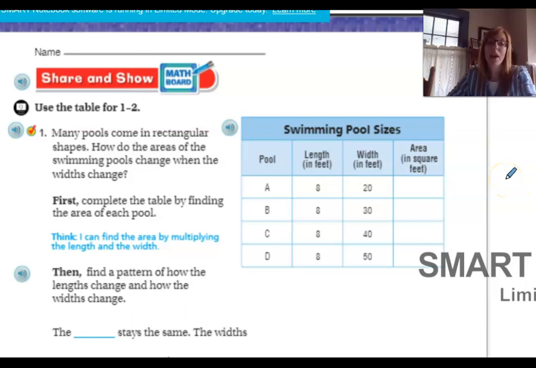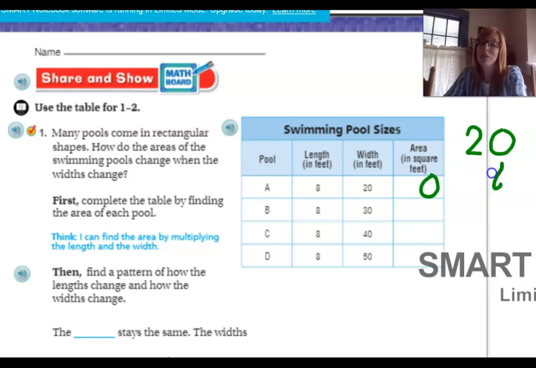So pool A has a length of 8 and a width of 20. Well, first of all, we see that 20 ends with a 0. And anything times 0 is 0, so the place value holder is 0. Now, we did the 8 times the 0, so now we have to do 8 times 2. That's going to be 16. So put a place value holder 0 to hold the ones place the whole way down, okay?